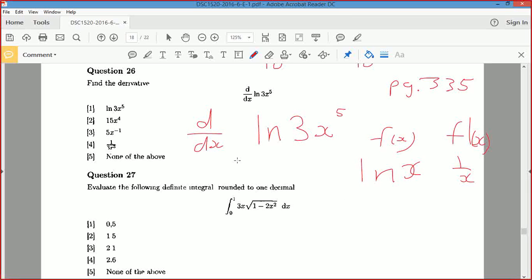So what's the answer going to be? One over 3x. Which option? Option 4. There we go. No, that's simple enough.